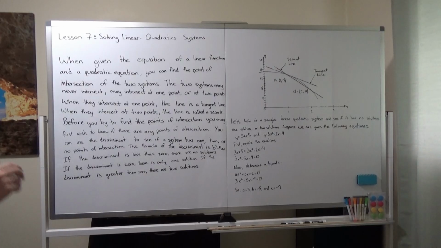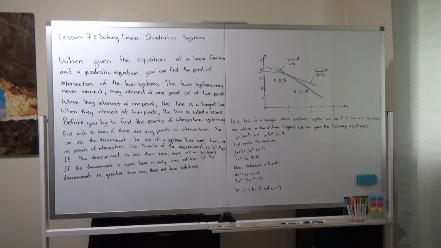Before you try to find the points of intersection, you may first wish to know if there are any points of intersection. You can use the discriminant to see if a system has 1, 2, or no points of intersection.